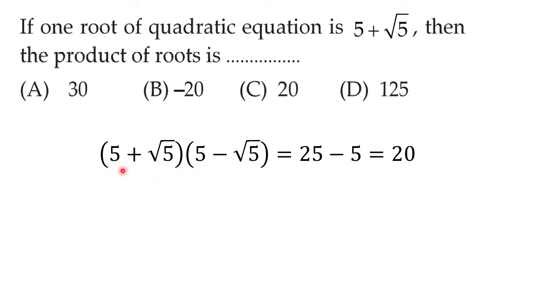So this is of the type (a plus b)(a minus b). So 5 square is 25 and root 5 square is 5. So 25 minus 5, the correct answer is 20. That is option C. Okay, in this way you can solve the MCQs.